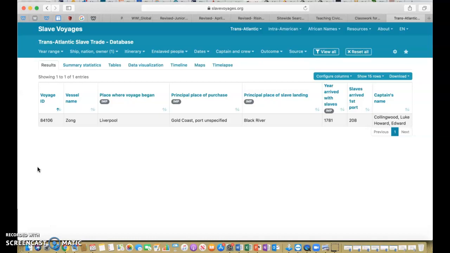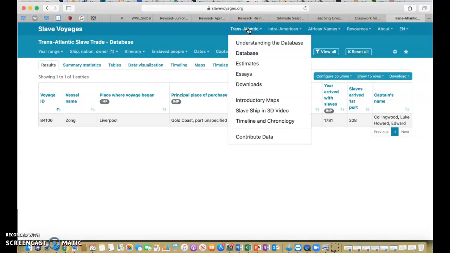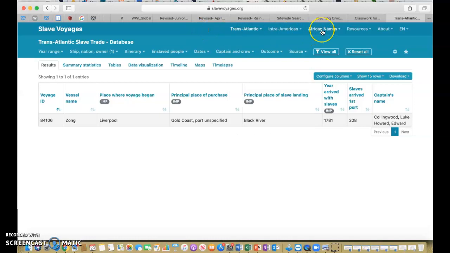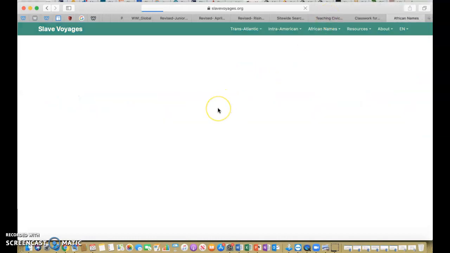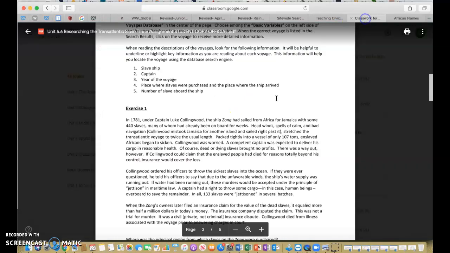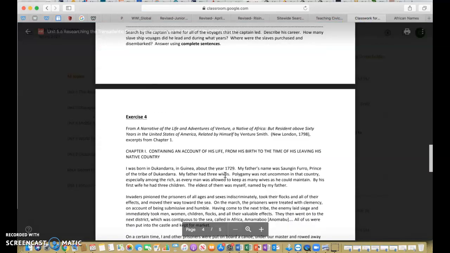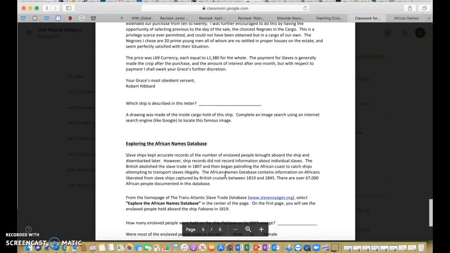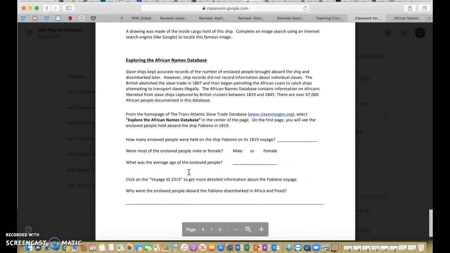And that is exploring the African names database. So we go in and we start looking at the database. We've got estimates and all of that information. But I also want you to see this right here. It says African names. So you'll go to African names and you will click on that link. There it goes. And as you click on that link, and by the way, just so that you can see, I am right here exploring the African names database.